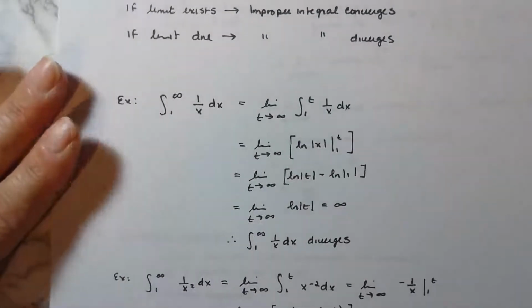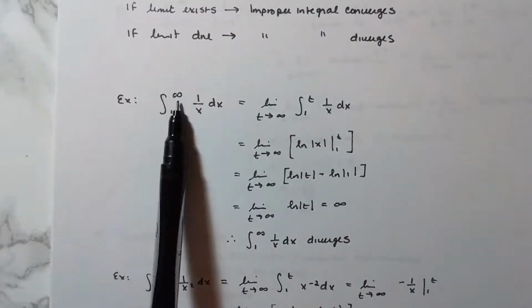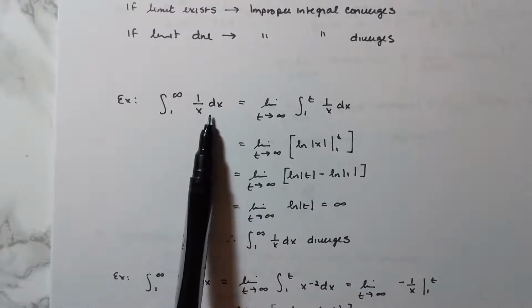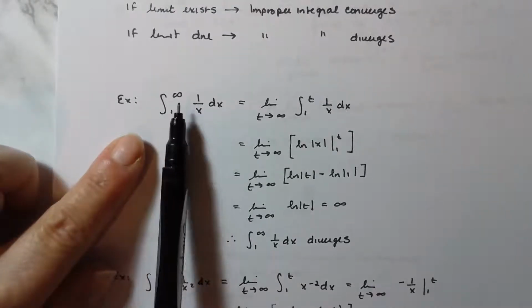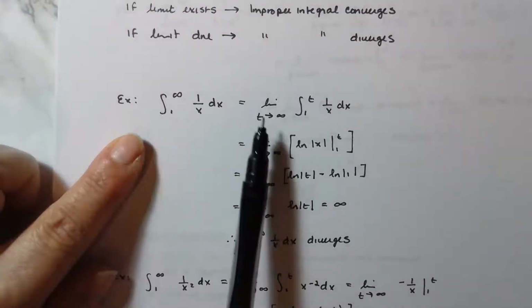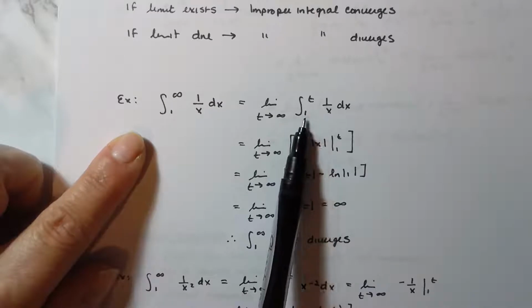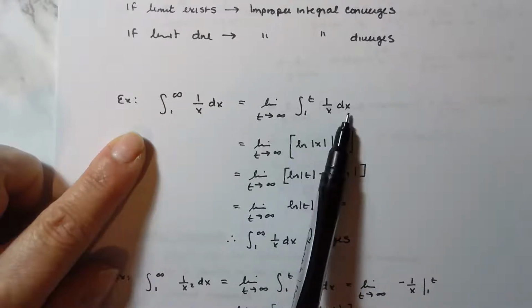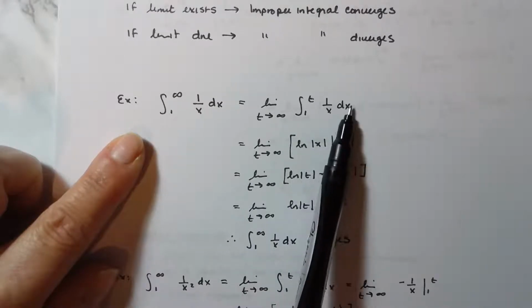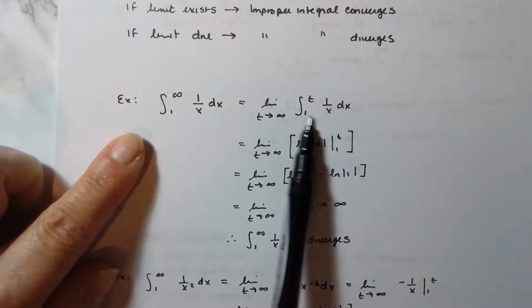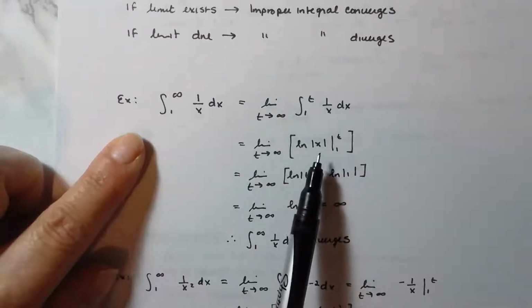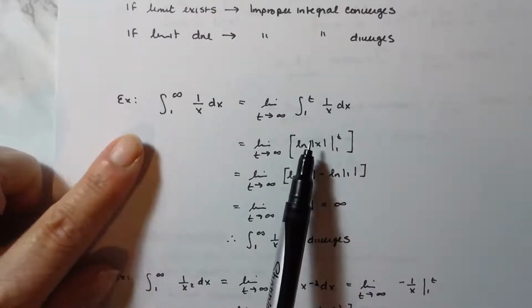So a very simple example: here I've got an upper bound that's infinite of 1 over x dx. I'm rewriting this, replacing the infinity with a t, so I have the limit as t approaches infinity of the integral from 1 to t of 1 over x dx. The idea is I'm going to integrate this and simplify it, and then take the limit of it. So the limit kind of comes last.